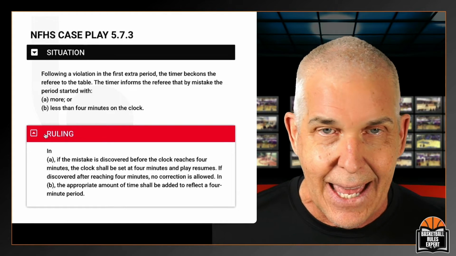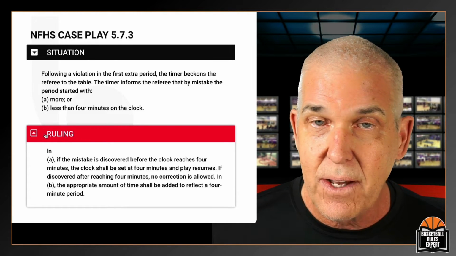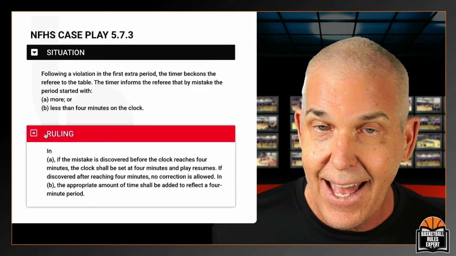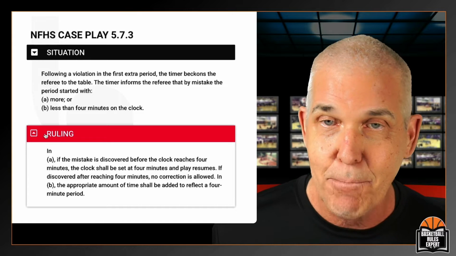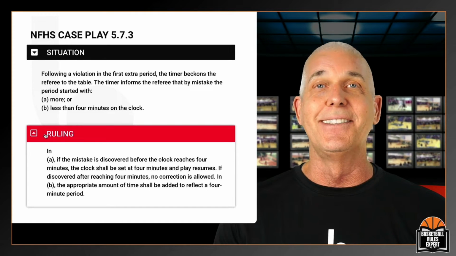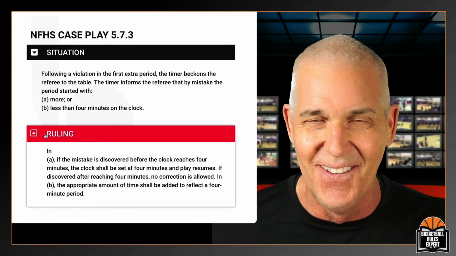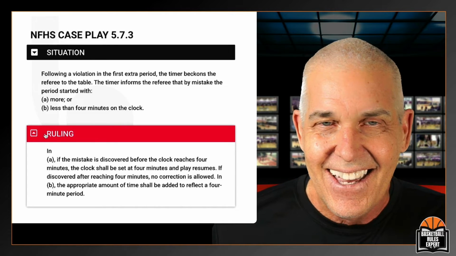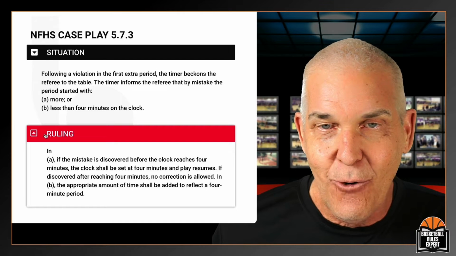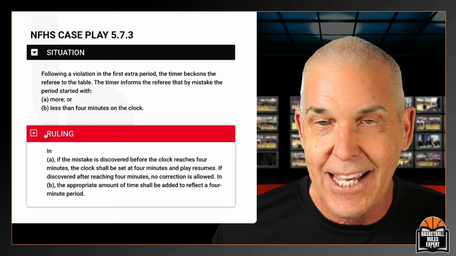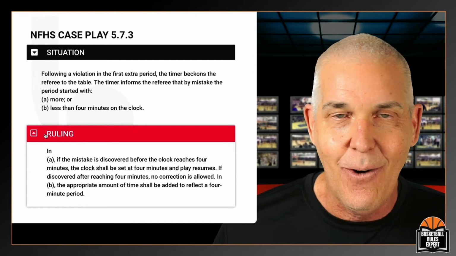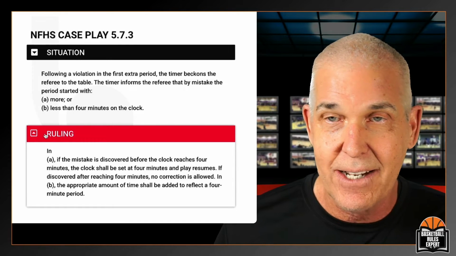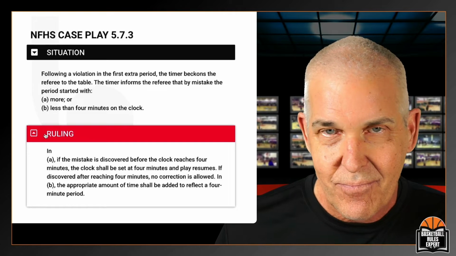Our ruling in A, if the mistake is discovered before the clock reaches 4 minutes, the clock shall be set at 4 minutes and play resumes. Oh my goodness. If discovered after reaching 4 minutes, no correction is allowed. Wow. In B, the appropriate amount of time shall be added to reflect a 4-minute period.